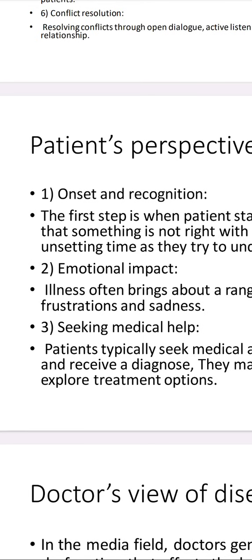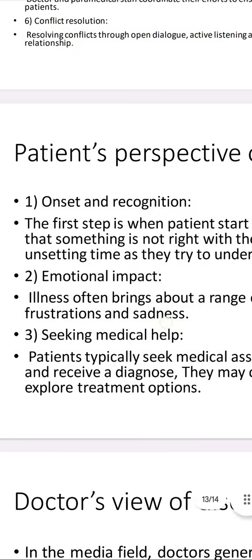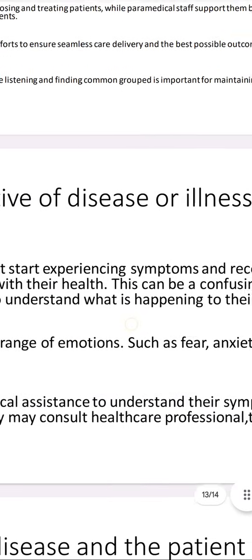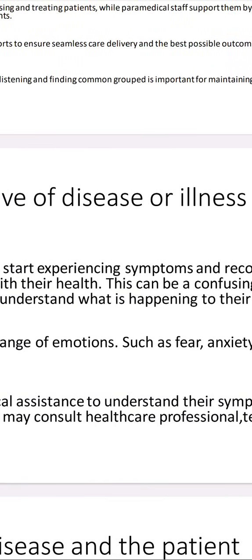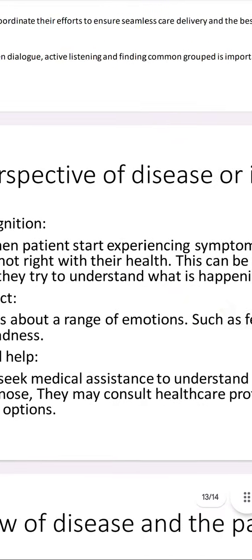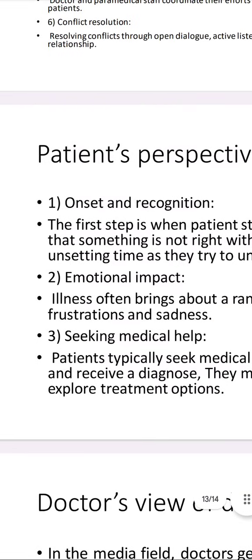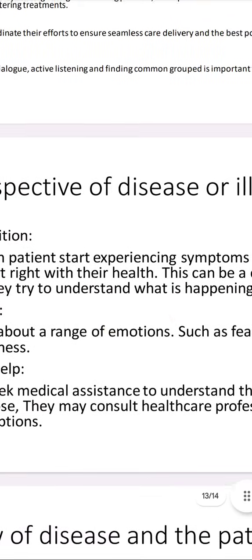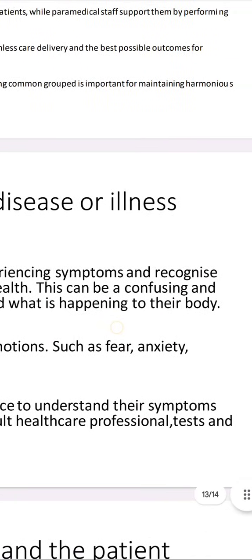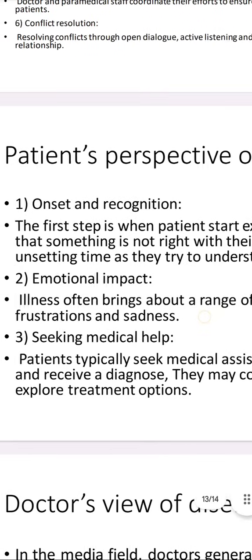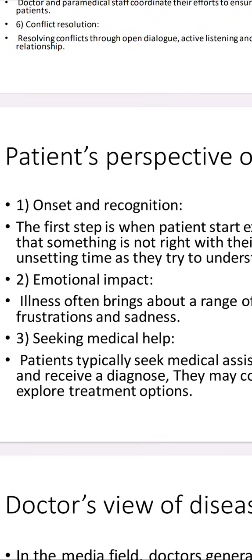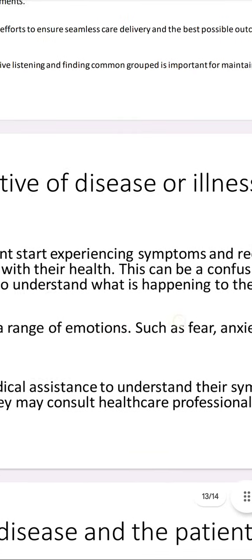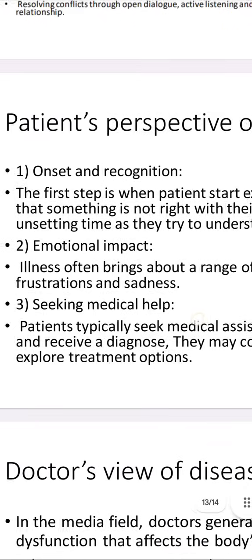Patient perspective of the disease or illness. Onset and recognition. The first step is when the patient starts experiencing the symptoms and recognizes that something is not right with their health. This can be a confusing and uncertain time as they try to understand what is happening to their body.